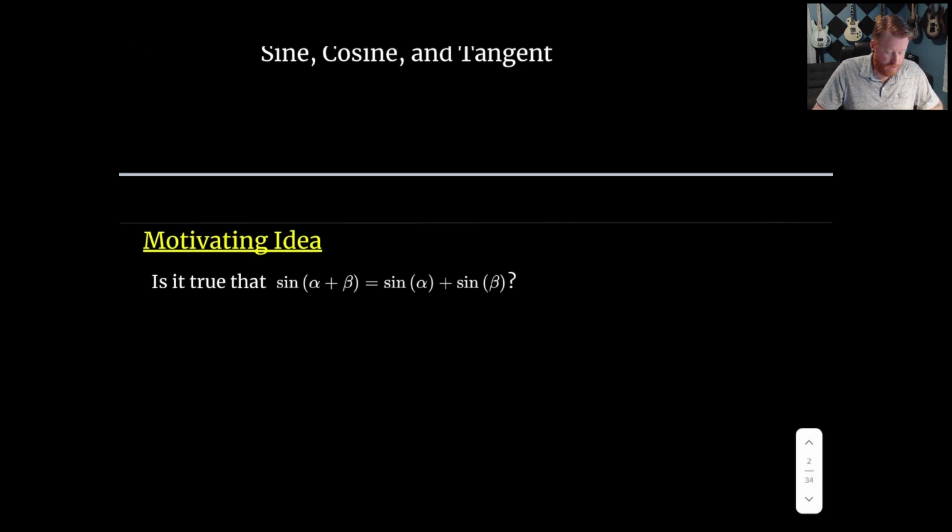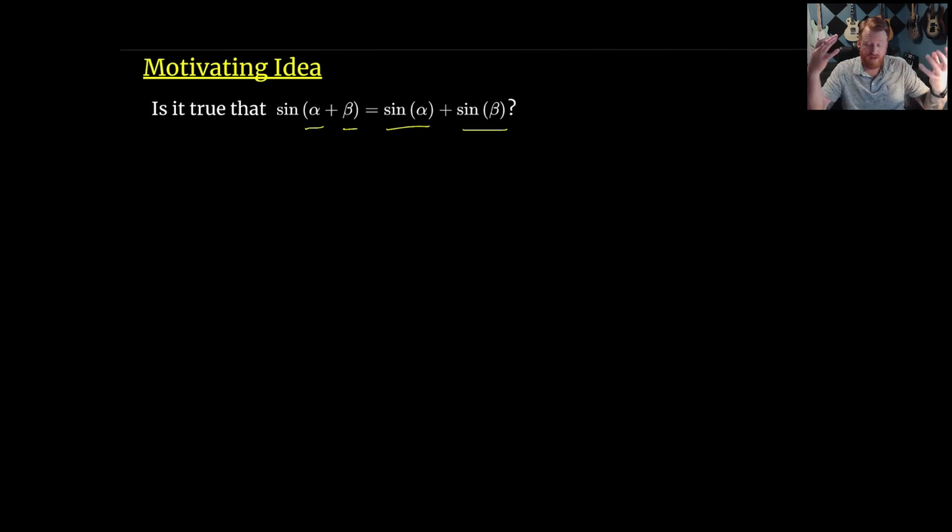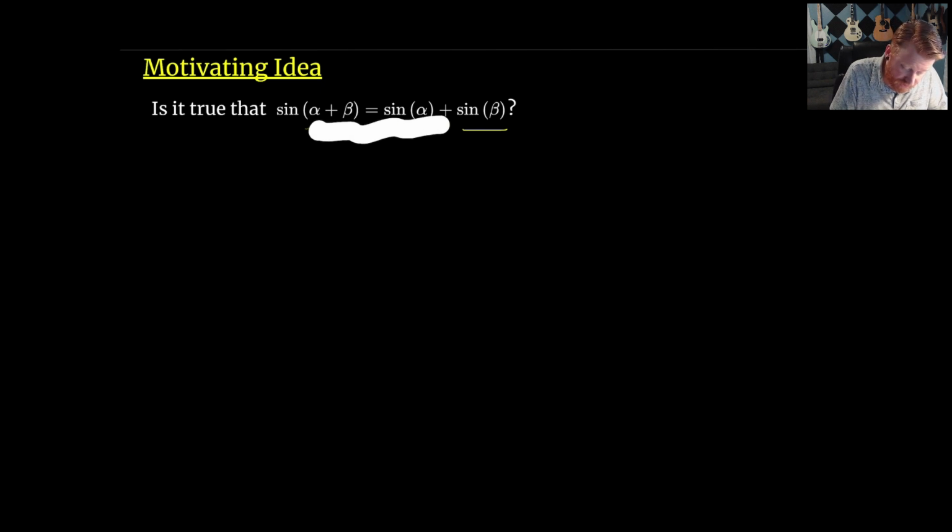So, all right, the motivating idea here for what we will develop is: is it true that sine of alpha plus beta is the same as sine of alpha plus the sine of beta? I think it's a natural question to ask. If you have a sum of angles, can you just split that apart and look at the sine of each angle individually and add them together? So let's just take a look here and see if this is true. I'm not saying it is or it isn't, but let's take a look.